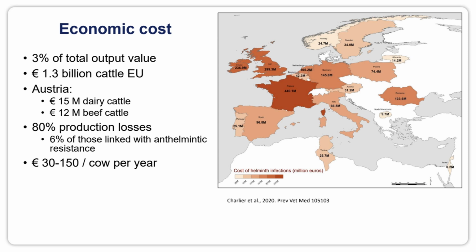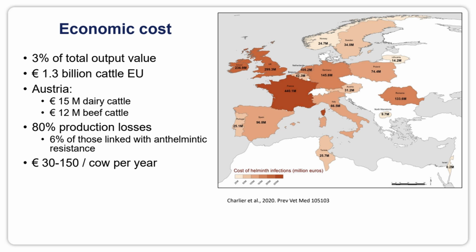We estimated that they represent about 3% of the total output value of the ruminant sector in the EU. Also, thanks to Barbara, we were able to do some estimations for Austria, where we estimated that the annual cost in Austria was about 15 million in dairy cattle and 12 million in beef cattle. These costs are mainly constituted of production losses, and 6% at that time we estimated of these production losses costs are linked with anthelmintic resistance.